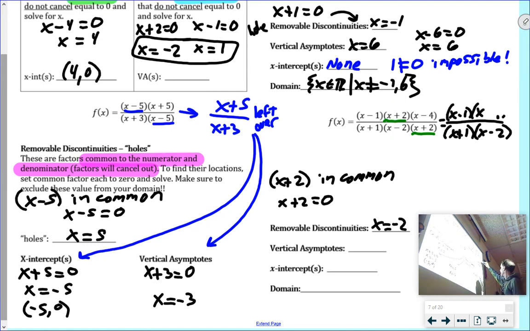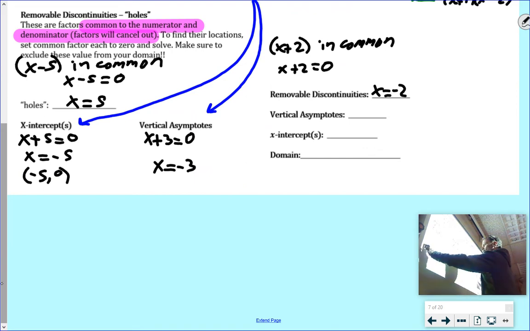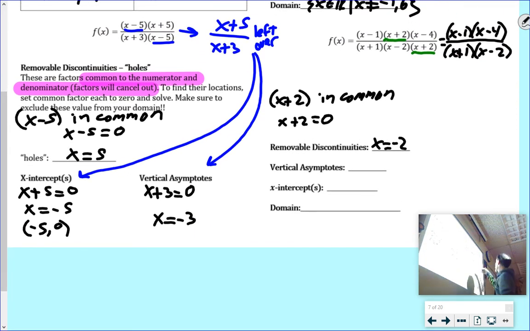Smartboard not cooperating with me. So there's that. So again, my vertical asymptotes, set the two things on the bottom equal to 0. So we got x plus 1 equals 0, x minus 2 equals 0. So that means x equals -1 and positive 2 for the VA.